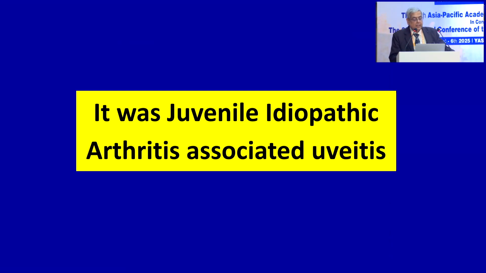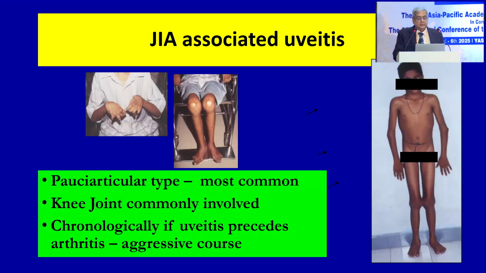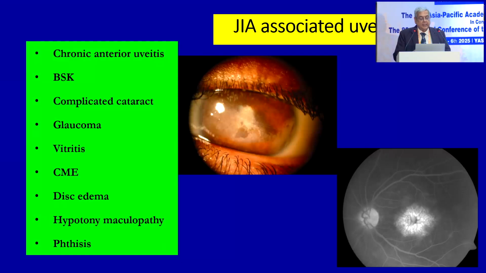It was juvenile idiopathic arthritis associated uveitis, and juvenile idiopathic arthritis is the most common childhood rheumatic disease, and is the most prevalent systemic disorder in children with uveitis. JIA associated uveitis can be pauci-articular, which is most common, with the knee joint commonly involved. Chronologically, if uveitis precedes arthritis, then it has an aggressive course. It can have myriads of complications. Common are band-shaped keratopathy, chronic anterior uveitis, complicated cataract, glaucoma, vitritis, CME, disc edema, hypotonic maculopathy, and ultimately phthisis bulbi can also be seen.